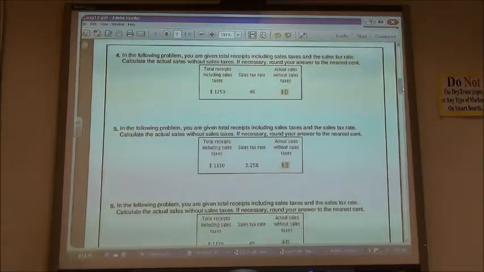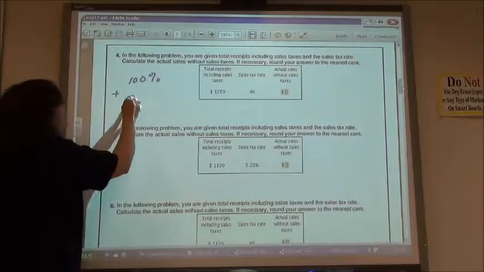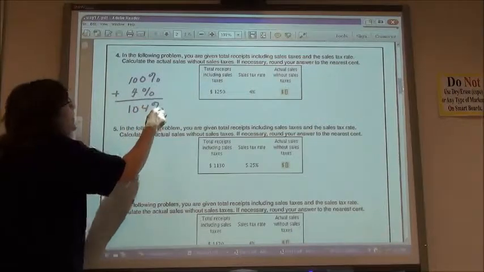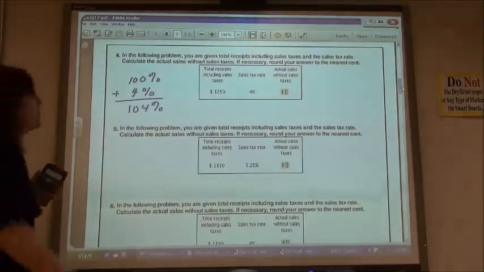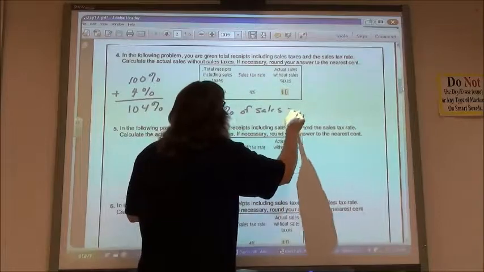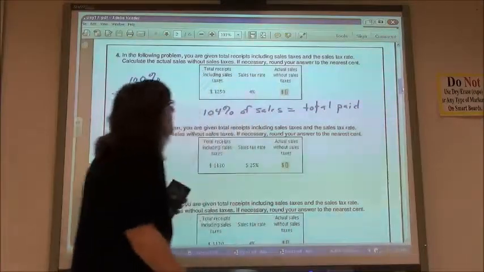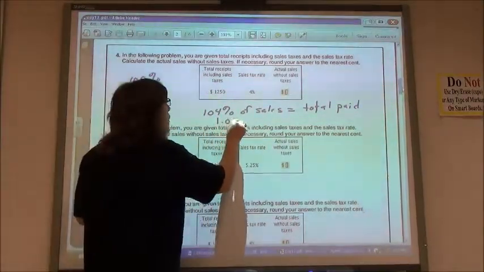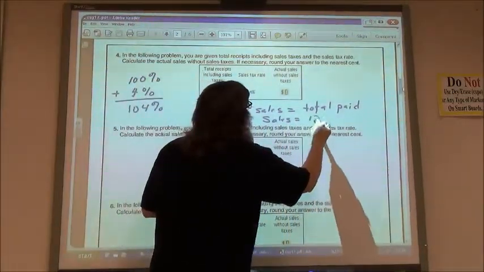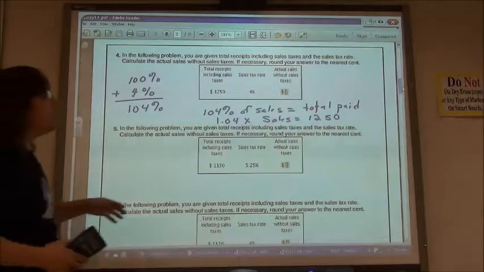So if I have the sales, that's 100%, plus my sales tax is 4%. That means my sales tax plus my sales is 104%. So I would say 104% of my sales is equal to the total that I paid. And so I'm going to use 1.04 times the sales, which I'm trying to find, equals my $1,250.